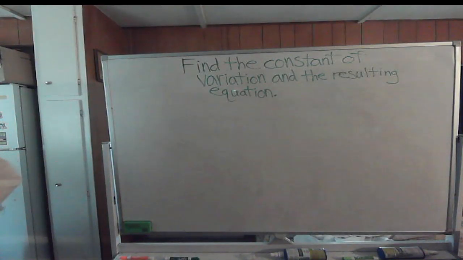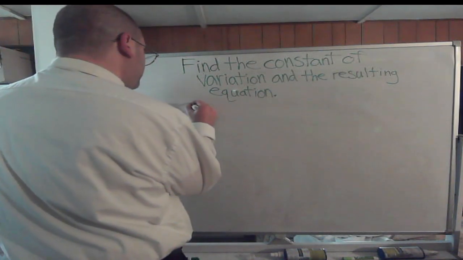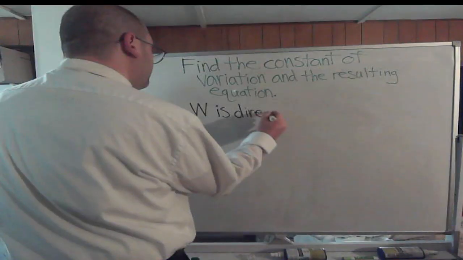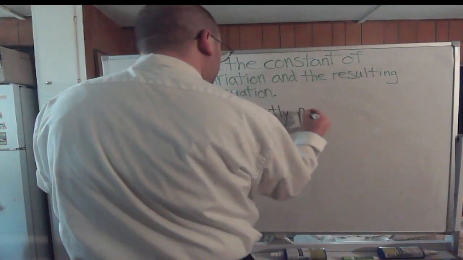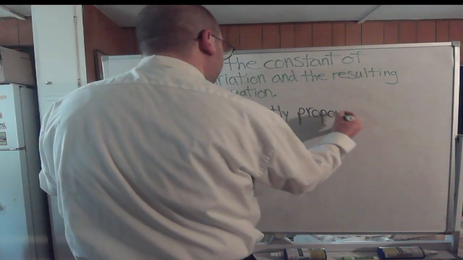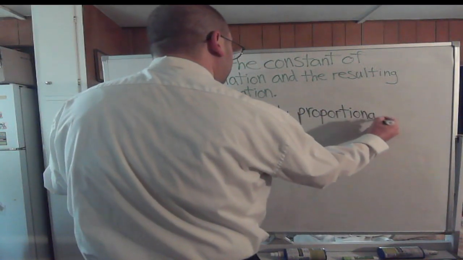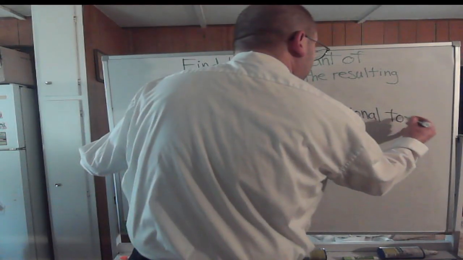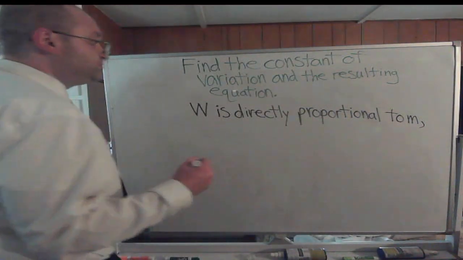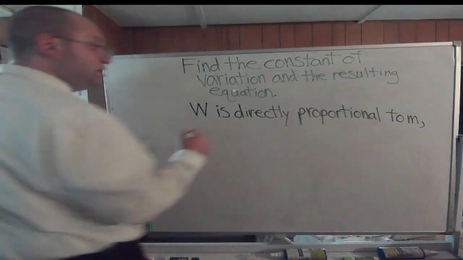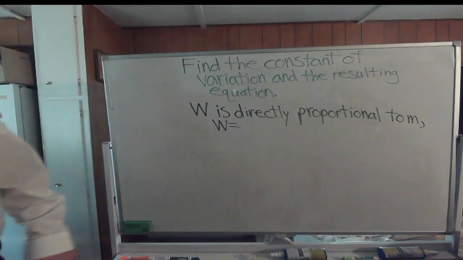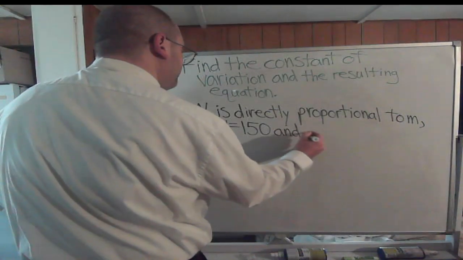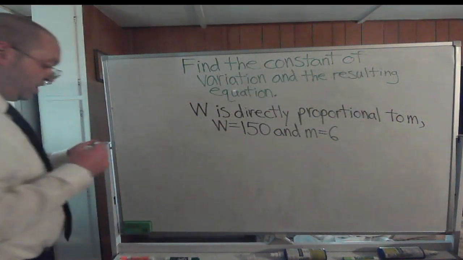Now, a little bit different here. W is directly proportional to M. W equals 150 and M equals 6.